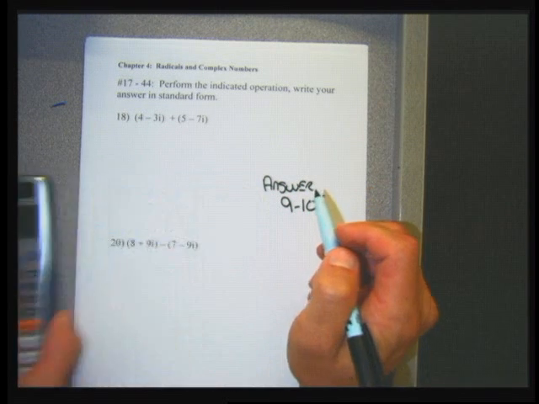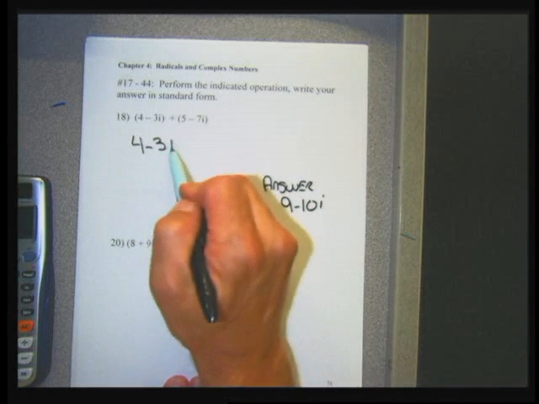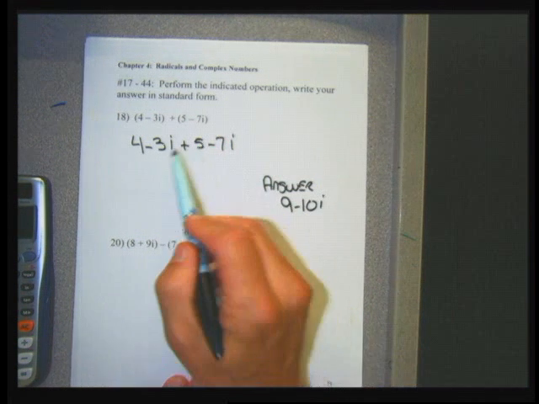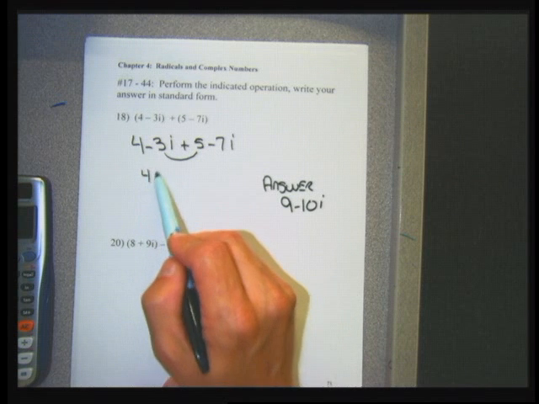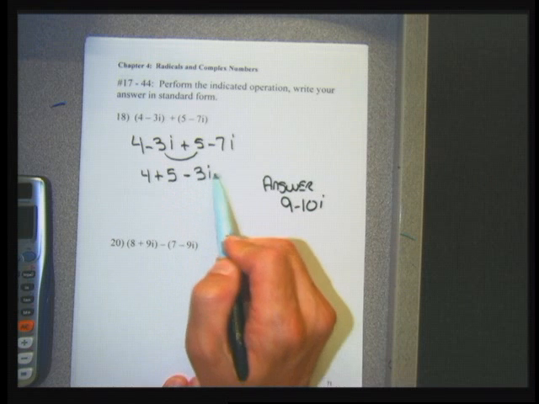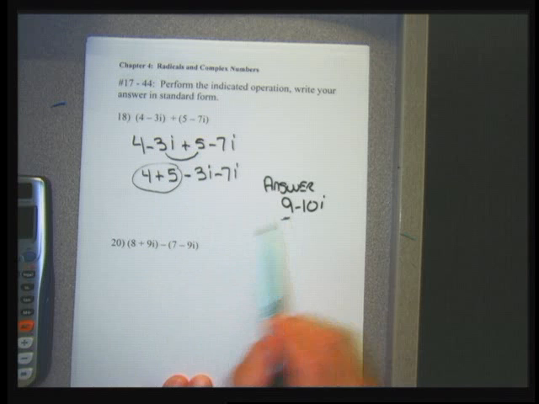In this problem, by hand, I can just drop the parentheses and go 4 minus 3i plus 5 minus 7i. Now I'm going to switch these because you can do that in an addition problem. Make this 4 plus 5 minus 3i minus 7i. The 4 plus 5 give me the 9.